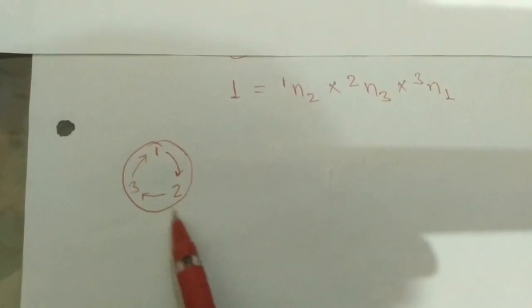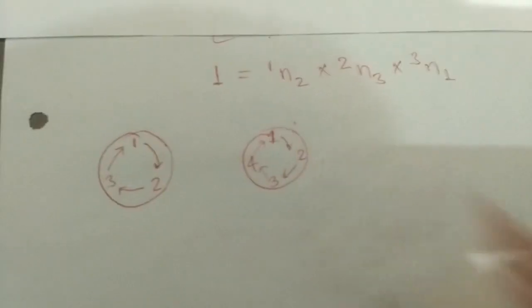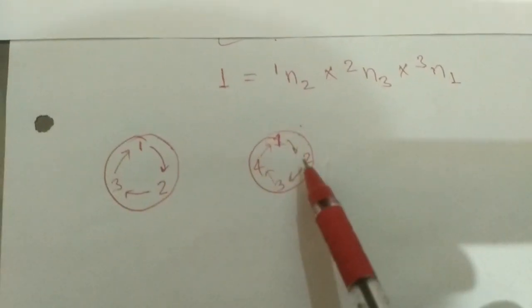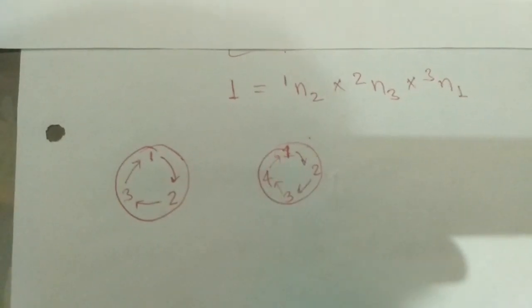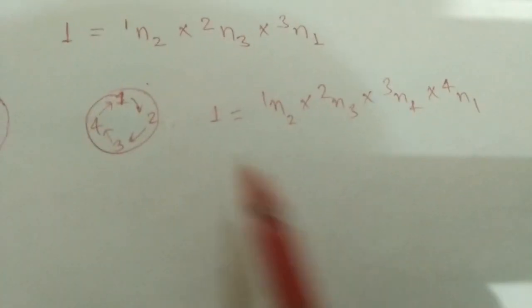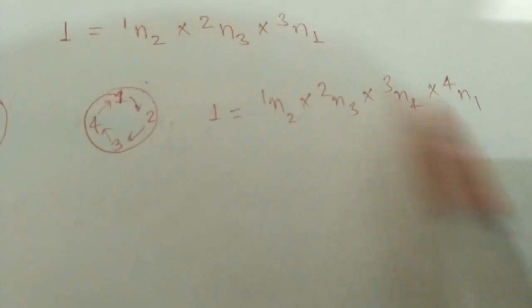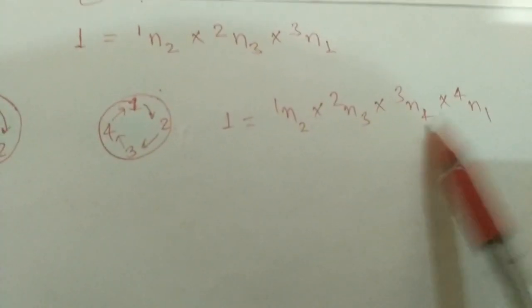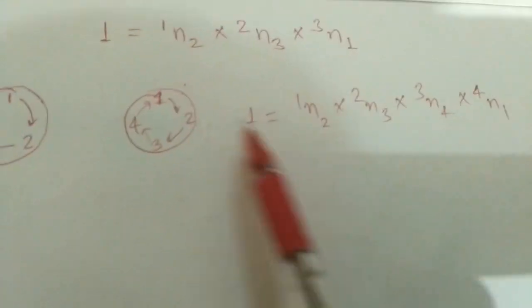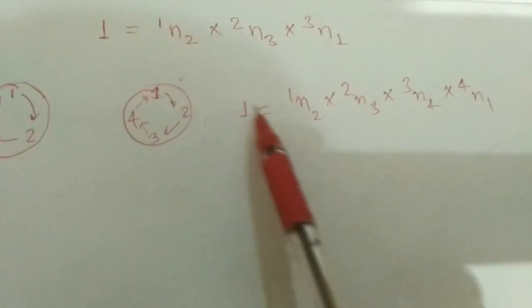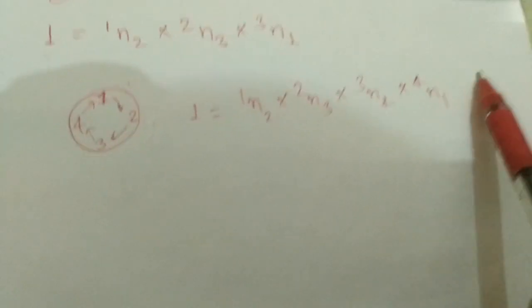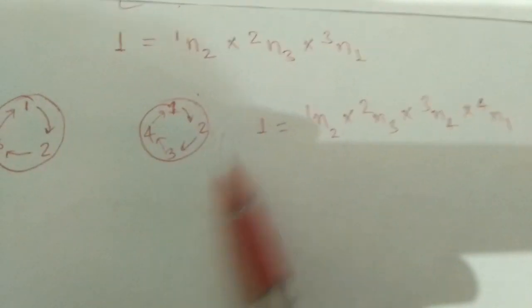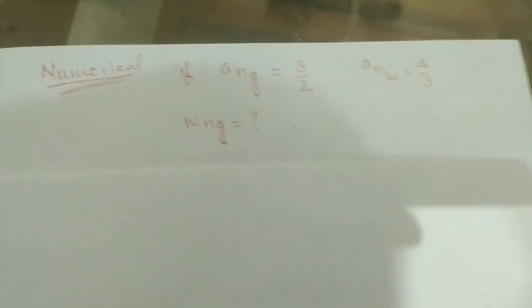If there are 4 media, then follow the same. Draw a circle, put numbers, then 1 and 2, 2 and 3, 3 and 4, 4 and 1. So how to write? Like this for 4 media: 1 and 2, 2 and 3, 3 and 4, and 4 and 1. Suppose there are 5 media, then what will you write? 1 and 2, 2 and 3, 3 and 4, 4 and 5, 5 and 1. Just follow this circle. For this, let's take an example of a numerical.